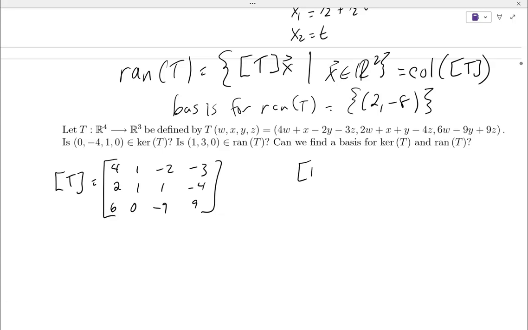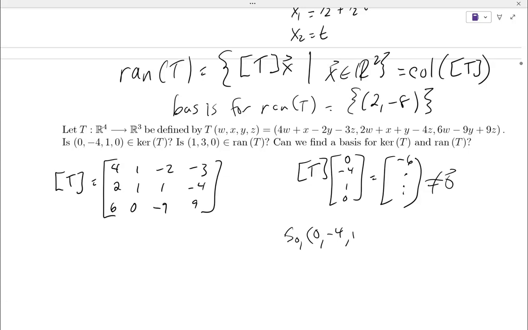So if I take this matrix and multiply it by 0, -4, 1, 0 as a column, we get 4 times 0, 1 times -4 is -4, and then -2 times 1 is -2, -3 times 0 is 0. So we end up with a -6 in the first component. Does it matter what's in the next ones? No. This is certainly not the 0 vector. So 0, -4, 1, 0 is not in the kernel.